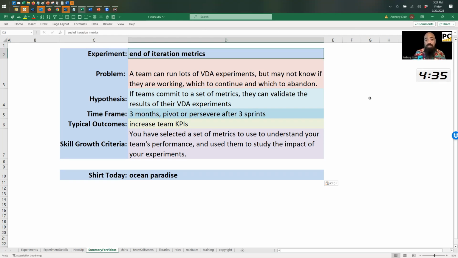So first off, what's the problem? A team can run a lot of these value delivery acceleration experiments. That's what this whole kit's about, is accelerating how well you deliver value. A team can run a lot of those experiments, but they may not know if the experiments are working. We need a way to figure that out.